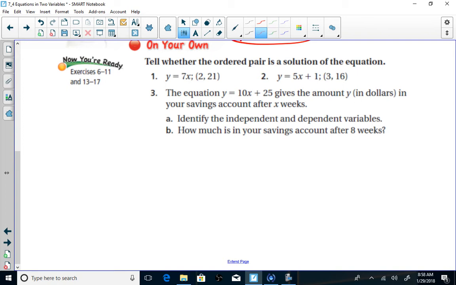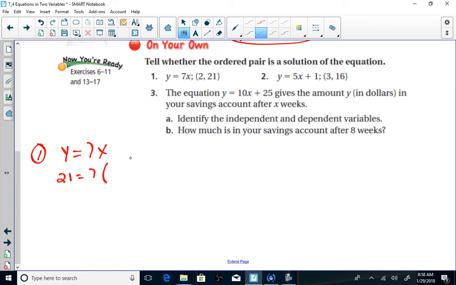All right, so let's take a look at example 1. Tell whether the ordered pair is a solution of the equation or not. If you remember, we take our ordered pair, 2 and 21. 2 is our input or our x value, 21 is our output. So I'm going to replace y with 21. Well, first I always like for you to write the equation. So y is equal to 7x. That's the equation.